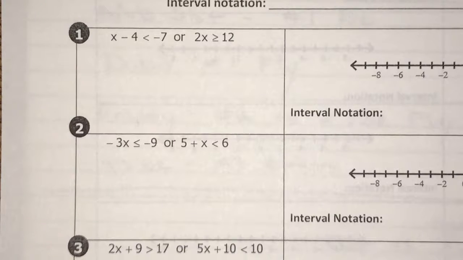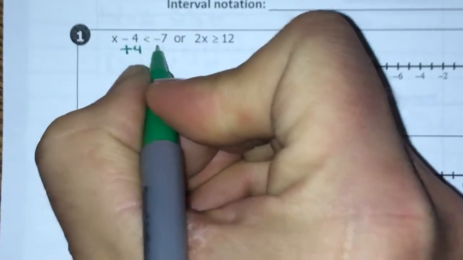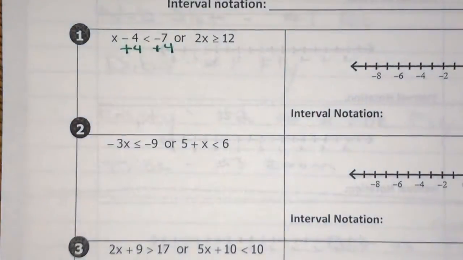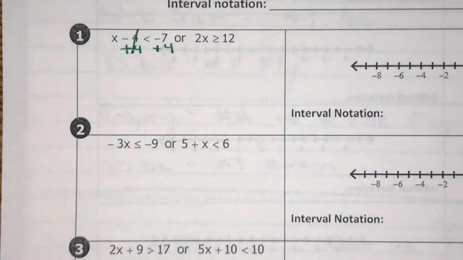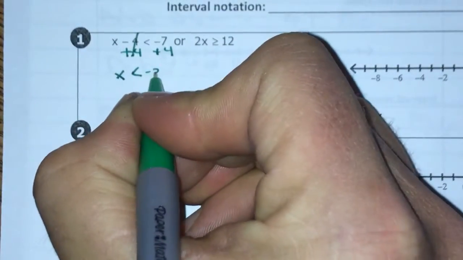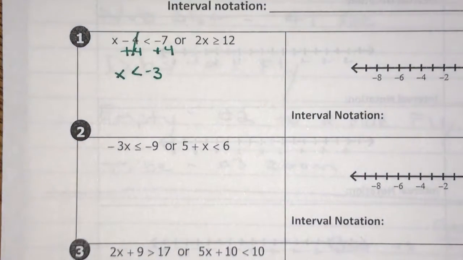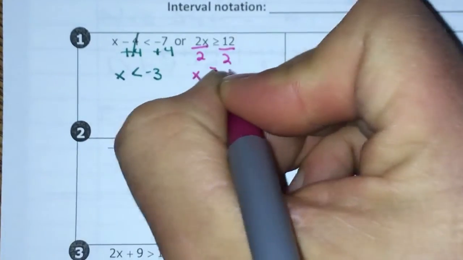Okay, we're going to solve compound inequalities. So first thing today is you're going to solve the one on the left and solve the one on the right. Okay, so on the right side, quick one-step equations. Add 4 to each side. That cancels, so I have x is less than -3. And then on the other side, I'm going to divide by 2. So x is greater than or equal to 6.